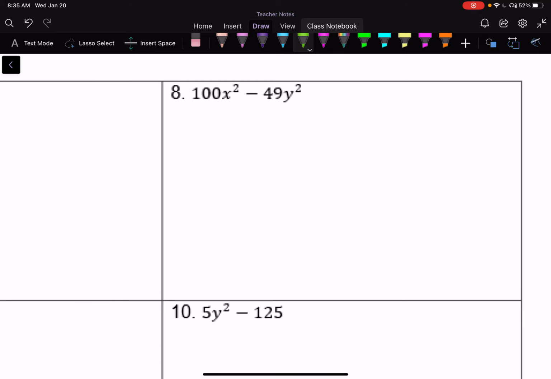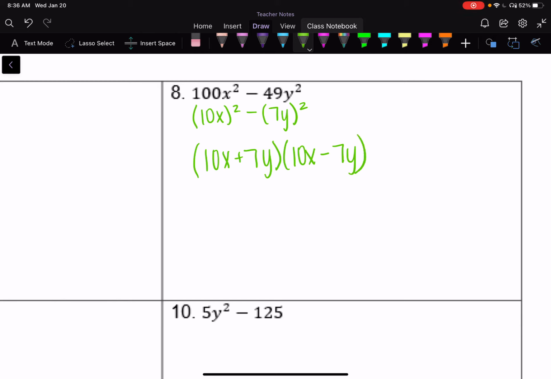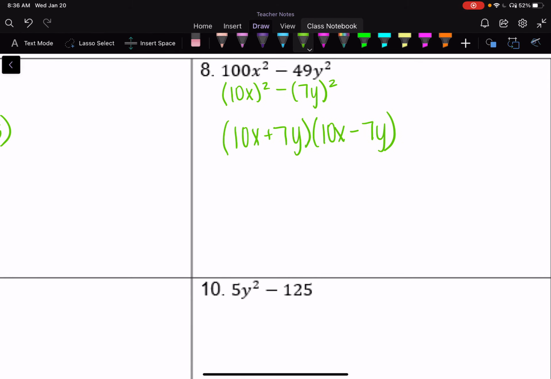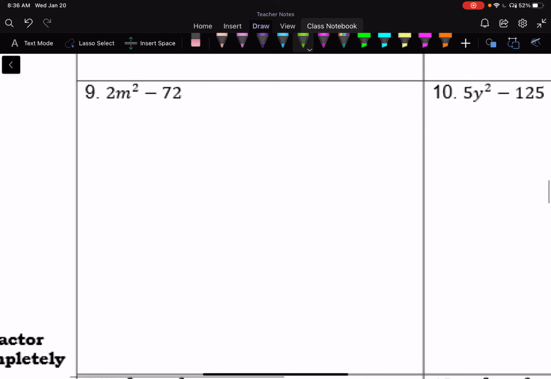Take a second to try number 8 on your own. So we have 10x squared and 7y squared is what our two terms break down to. So I have 10x plus 7y, and then 10x minus 7y. It is okay if both terms have variables. We just have to make sure that we can take the square root of each to break it down.